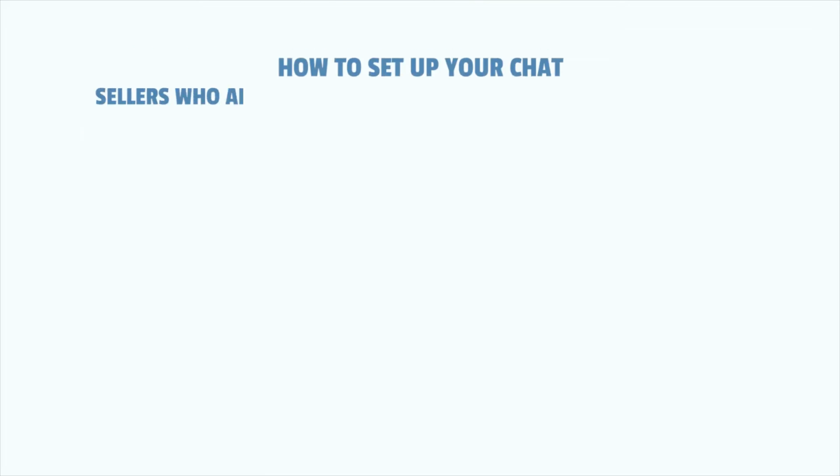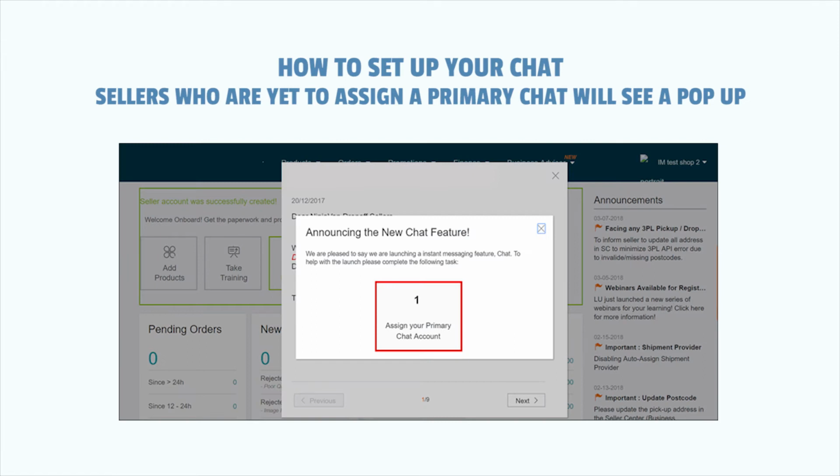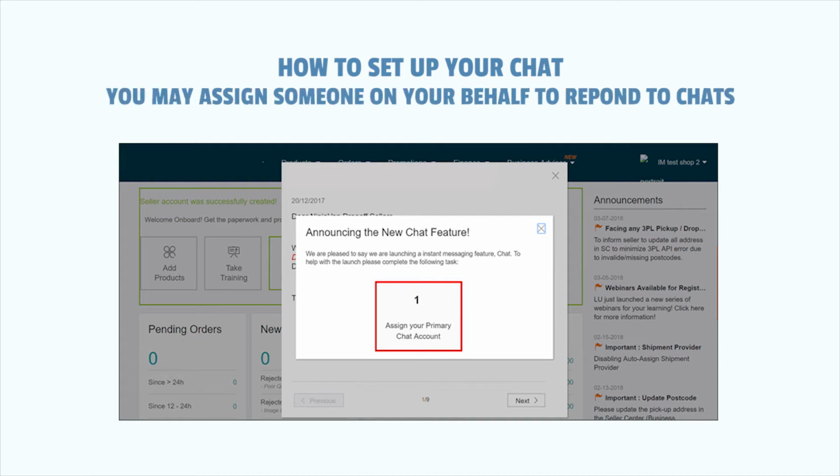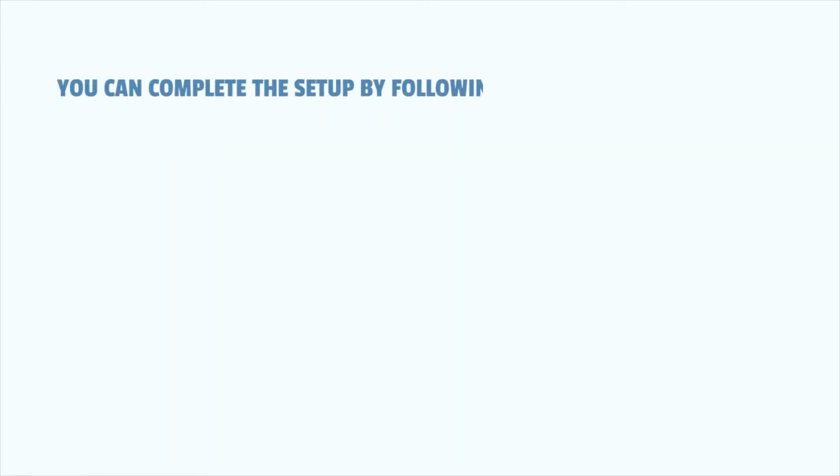Now, you will learn how to set up your chat. Sellers who are yet to assign a primary account for chat will see a pop-up for the first time whenever they log in to Seller Center. Click on Assign Your Primary Chat Account to go to Setup Users. You may assign someone on your behalf to respond to all customers on chat. You can complete the setup by following one of the below options and clicking on Submit.